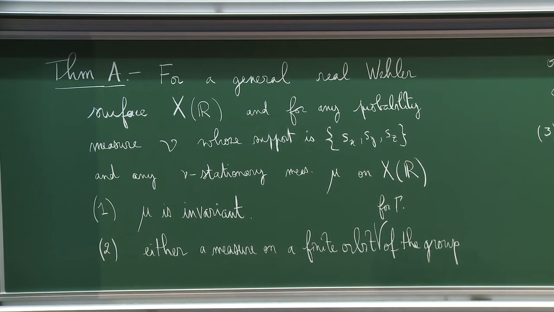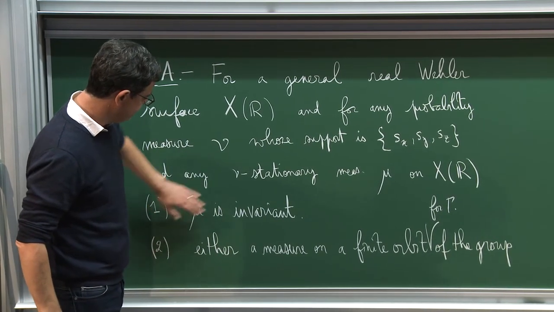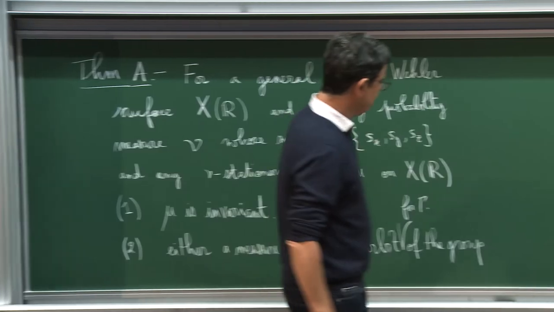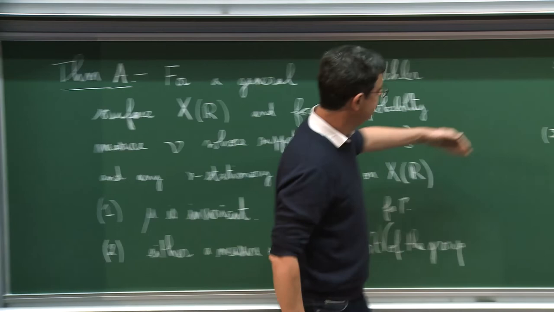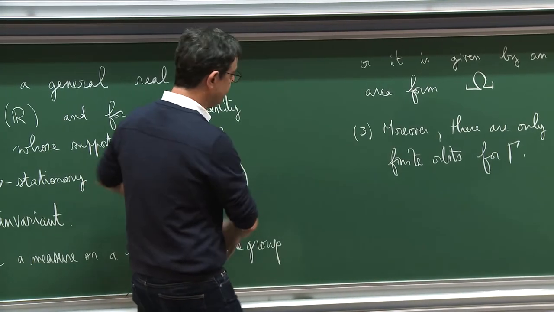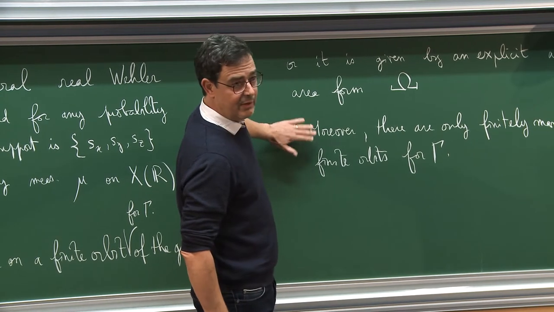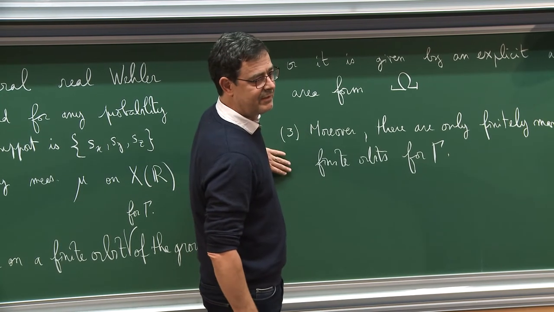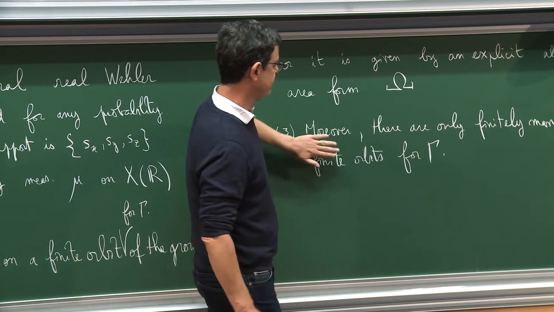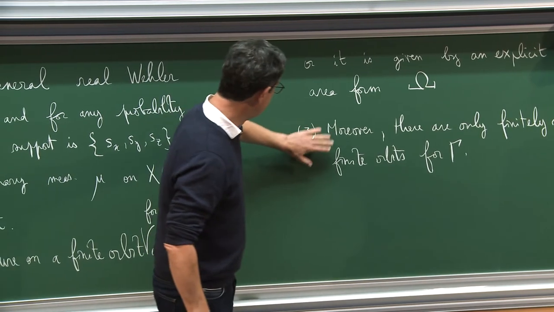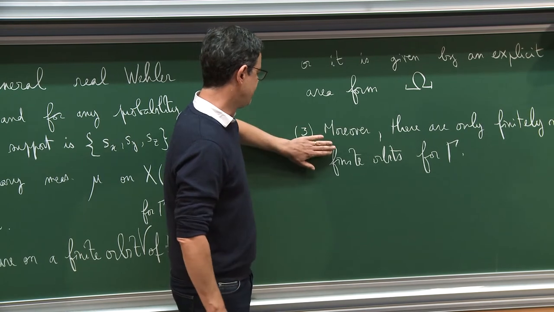Now let me explain why it is so surprising that the measure is invariant. Then I will explain what omega is and why the invariance of the measure implies that in fact the measure is on a finite orbit or is omega. And the third part, I will not at all describe the proof of the last part, because the techniques are completely different. So today we are going to do some Bethe theory, and the third part is proven by tools from arithmetic dynamics.